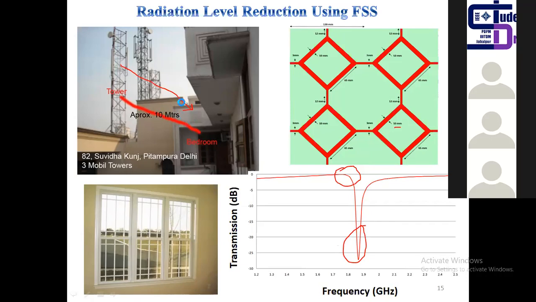But the signal going from your mobile phone towards the cell tower will not change much, because you can see in the uplink frequency the power is not changed, or the transmission level is not changed. So this is very important. This can be one important application. Also, you can change the unit cell dimension.